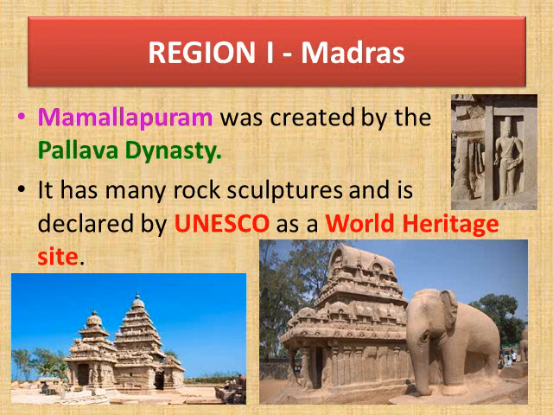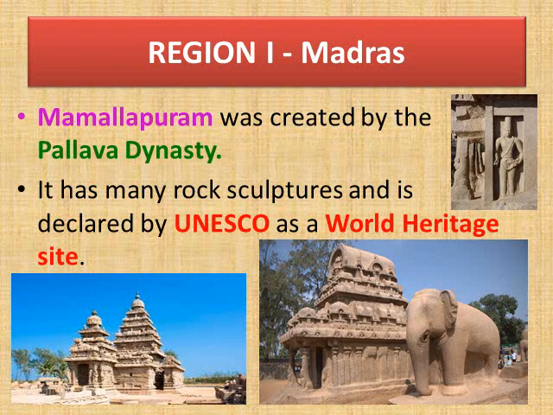A World Heritage Site is a landmark or an area which is legally protected by an international convention administered by UNESCO, that is United Nations Educational, Scientific and Cultural Organization. Under UNESCO, they take up certain sites which are of historical importance and declare them World Heritage Sites. They are protected and administered by the United Nations. Among many World Heritage Sites, the rock sculptures of Mamallapuram are declared by UNESCO as a World Heritage Site.